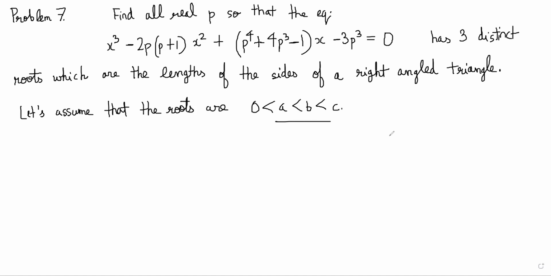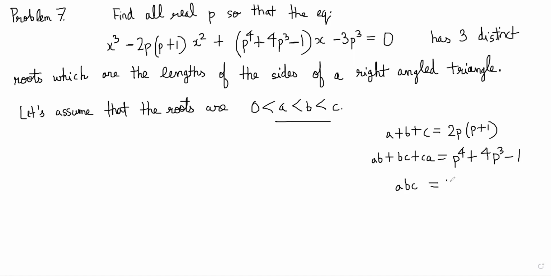By Vieta's relations, we have a plus b plus c, which are the roots of the equation, should be equal to 2p into p plus 1. We have ab plus bc plus ca is equal to p power 4 plus 4p cube minus 1. And also we have abc is equal to 3p cube, right?